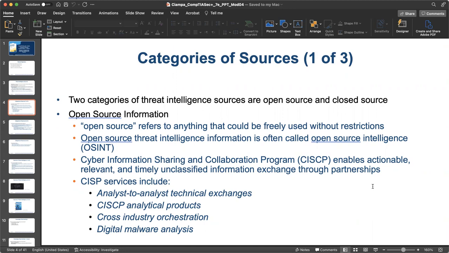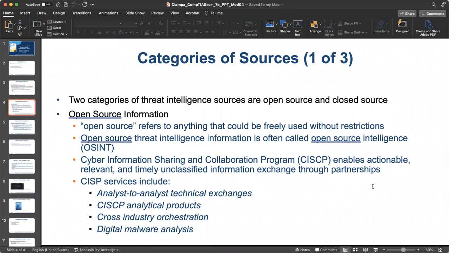coming from the computer industry, and the terminology is coming from the development industry in the past, right? Initially, the open source terminology was referring to software for which the source code was open for anyone to examine, like Linux, right? Over time, open source was used to refer to anything that could be freely used without restrictions, such as an open source film or open source curriculum or open source music, anything that can be freely accessed, right? So open source threat intelligence information that is freely available often is called open source intelligence, or OSINT.